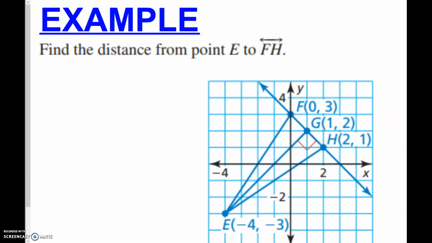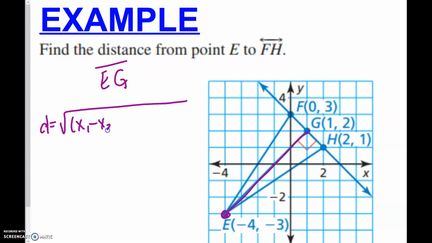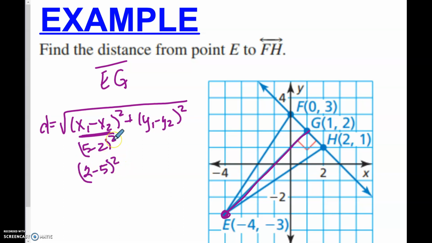Okay, find the distance from point E to FH. So we want the one that comes down perpendicular. So we're going to say EG. Now, if they actually want you to find the distance, remember you'd be using that distance formula that we've already talked about before, so that it is x1 minus x2 quantity squared plus y1 minus y2 quantity squared. Okay, and remember the order of these numbers doesn't matter, because if we do 5 minus 2 and square it, or we do 2 minus 5 and square it, because of the squared, it's not going to make a difference.